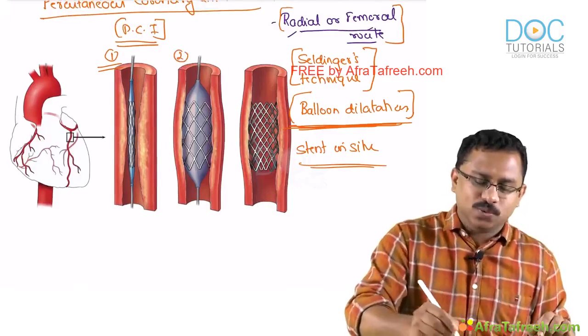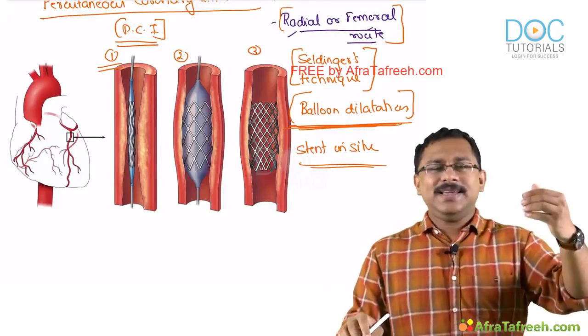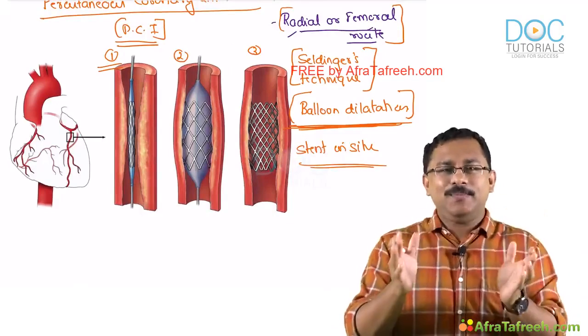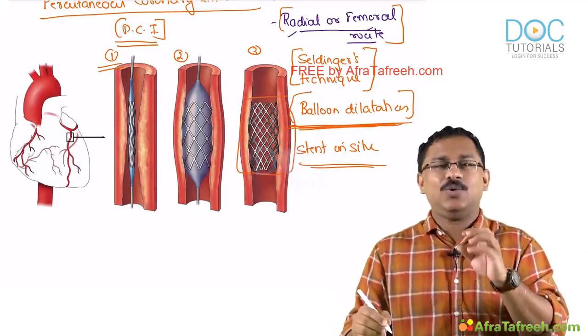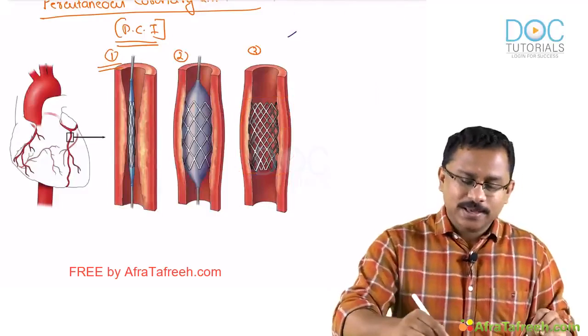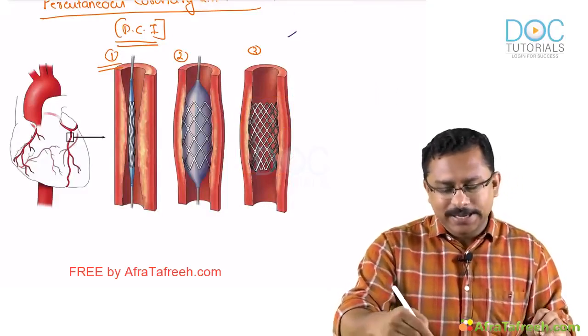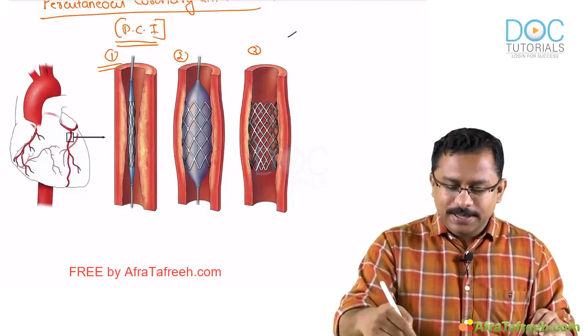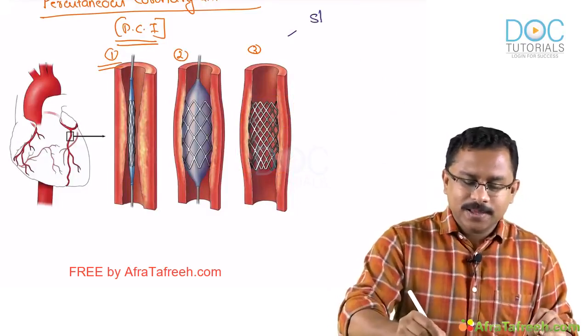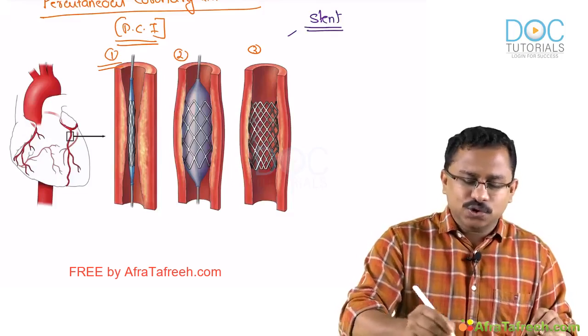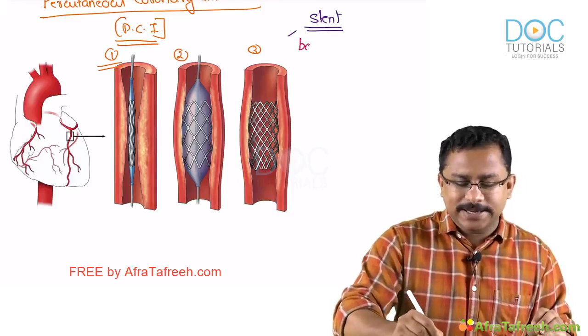So see figures 1, 2 and 3. Initially you put a guide wire, then a balloon dilatation, and then in figure number 3 you can see a stent in situ. Now some more important points let me teach you. When you use the stent, previously we used to go for bare metal stents.